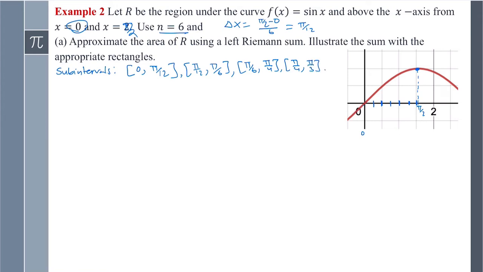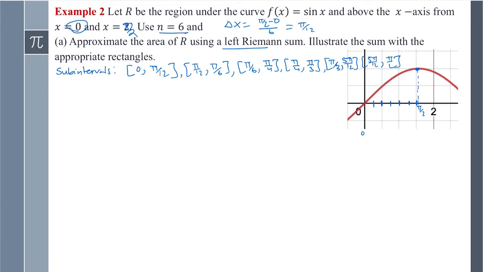And then the fifth one is pi over 3. Add pi over 12 to that one, so we get 5 pi over 12. And the last one is 5 pi over 12. When we add pi over 12, then we get pi over 2. So those are the intervals.